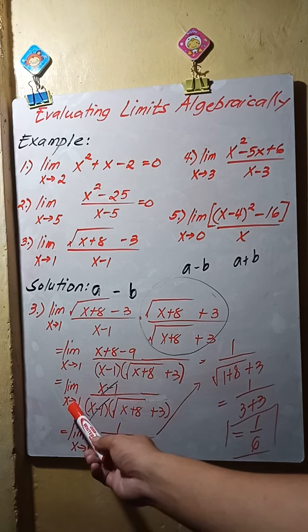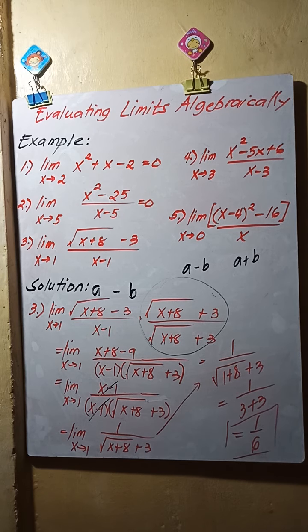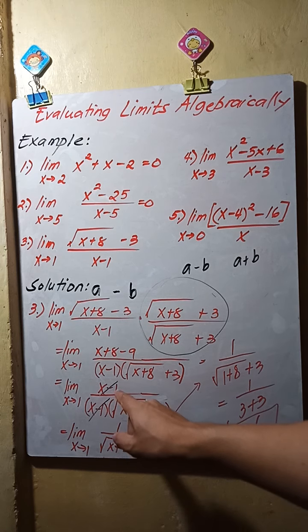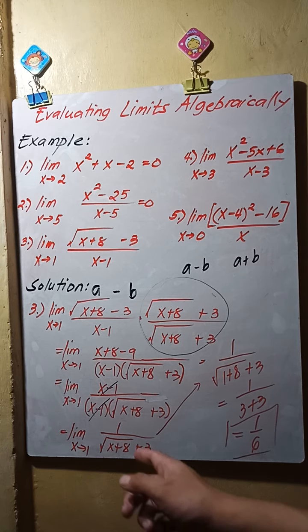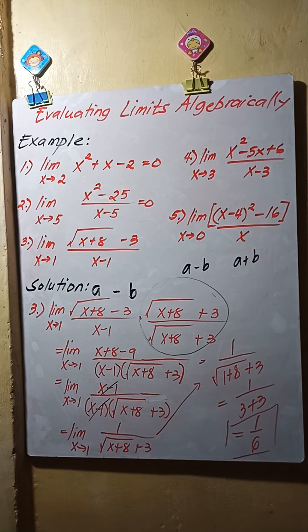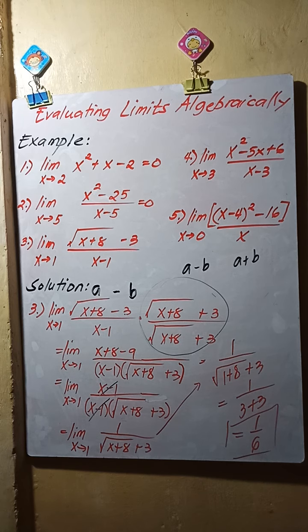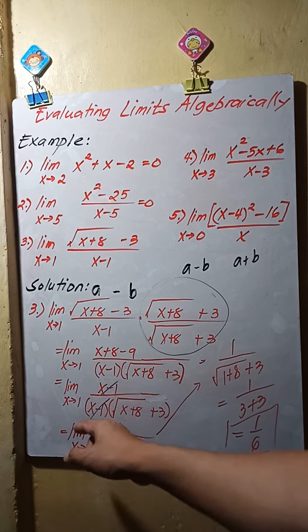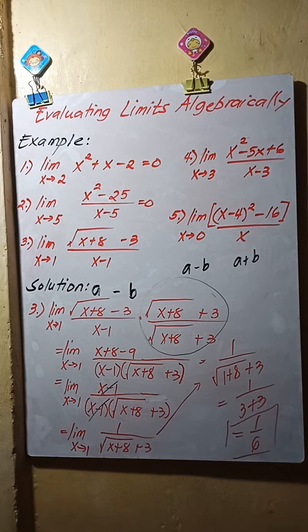Take note that the limit is not gone yet, because we have not yet substituted x, which is approaching x equal to 1. So, if I have x minus 1 in the bottom and x minus 1 on top, I can cancel out x minus 1. What remains is 1 over the square root of x plus 8 plus 3. Take note, you only canceled x minus 1. And then again, limit as x approaches 1.